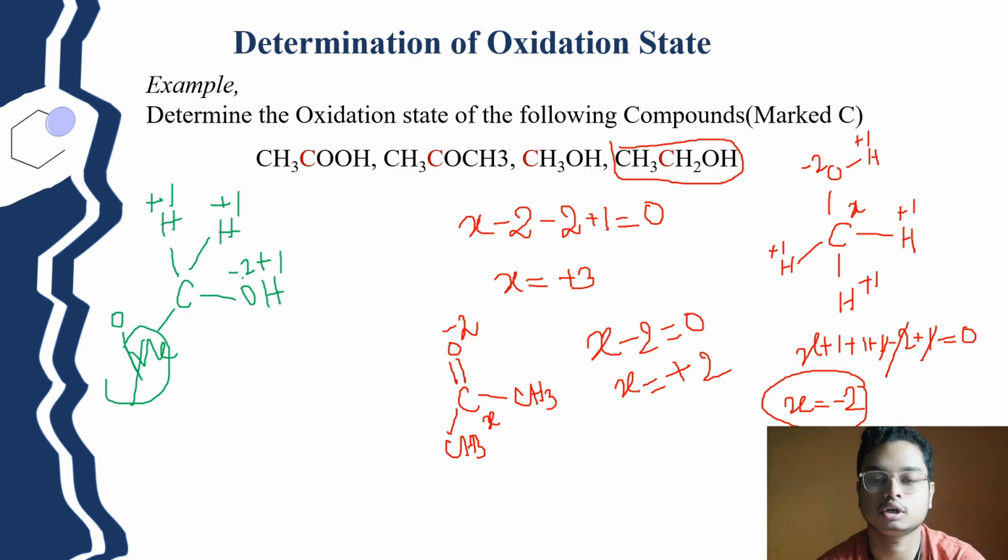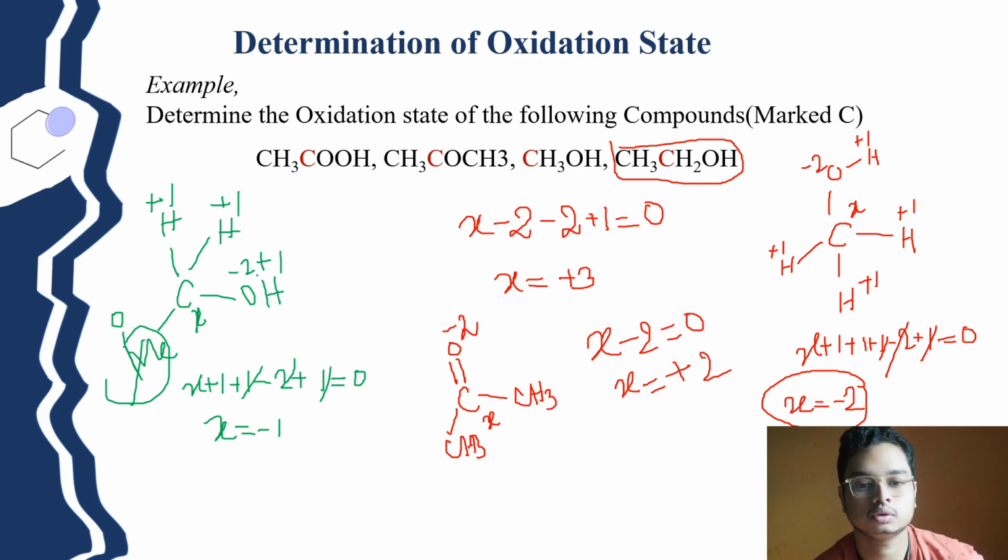Since this is also a neutral molecule, and we assume this carbon is X, X +1 +1 -2 +1 equals 0, so X will be -1. Like this, you have to determine the oxidation state of the following compounds.